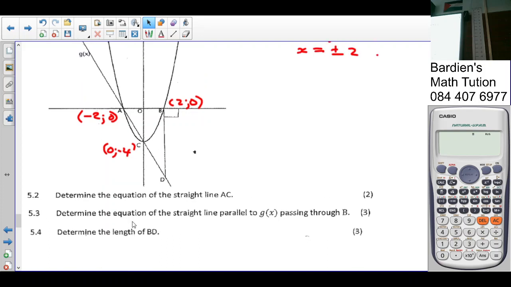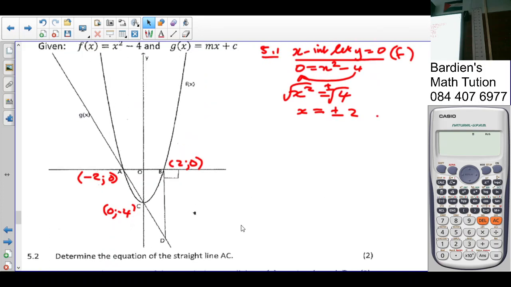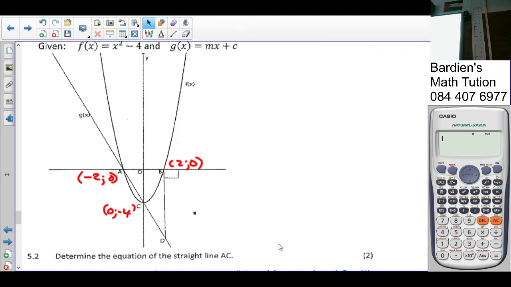And in 5.2, the question says, determine the equation of the straight line AC. Now to determine the equation of the straight line, what do I need? I need two points on the graph, or I need a gradient and a point, or I need the angle of inclination and a point. Do we have two points lying on g of x? Yes, I got A and C. I got the coordinates of A and C. So let's go with that.